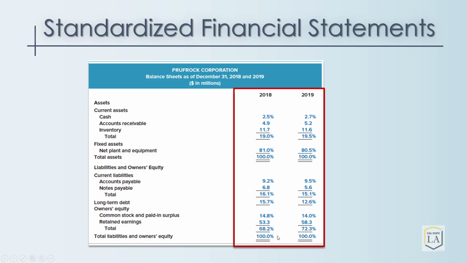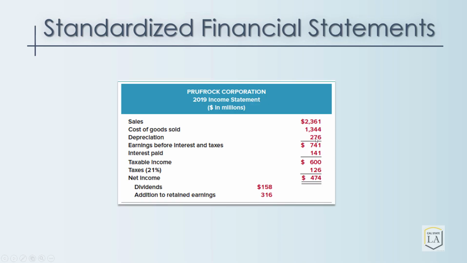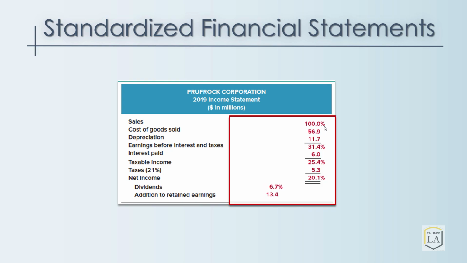And also the same thing for the income statement. So these are the regular income statement items. But if you wanted to present them as a standardized income statement, it would look like this. So the first line would be giving you the total amount of sales, which is 100%. And then as you go down, you're presenting all other items as a ratio between the item and the sales. So 56.9 would represent 56.9% out of the total sales amount, 11.7% out of the total sales amount, and so on.